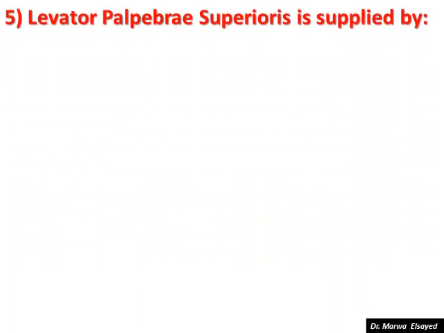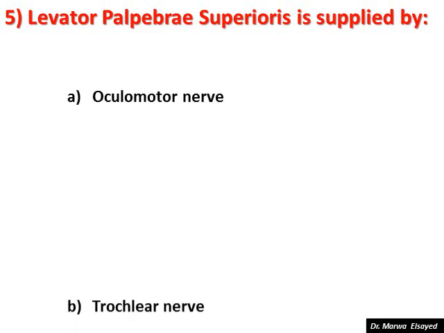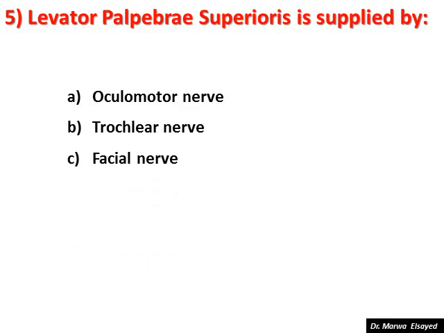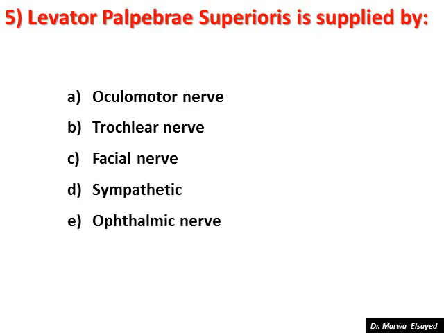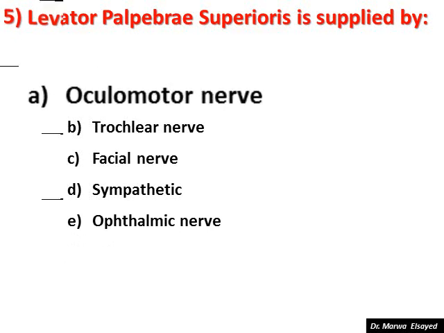Levator palpebrae superioris is supplied by: oculomotor nerve, trochlear nerve, facial nerve, sympathetic supply, or ophthalmic nerve. Oculomotor nerve. Thanks.